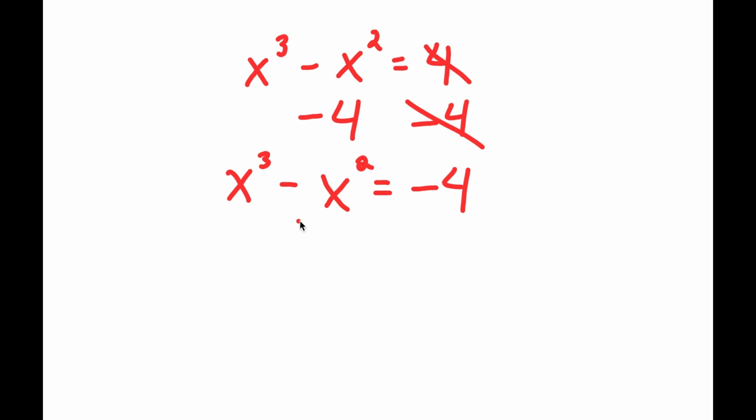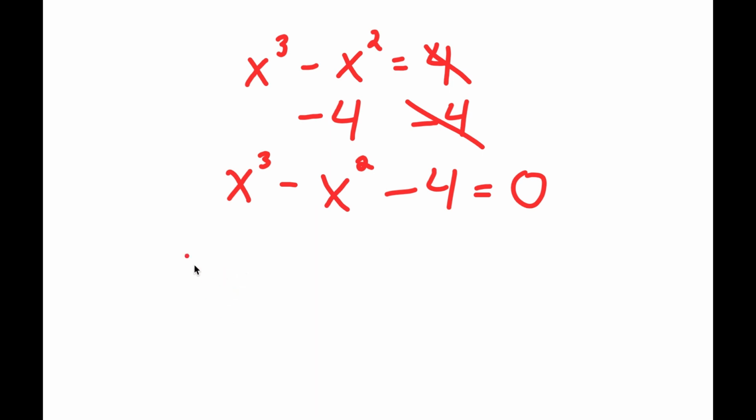Sorry, I did this wrong. I'm supposed to have x to the power of 3 minus x squared minus 4 is equal to 0. So now, to actually solve this, I need to find one solution of x, and then using that solution, I'm going to find the rest.